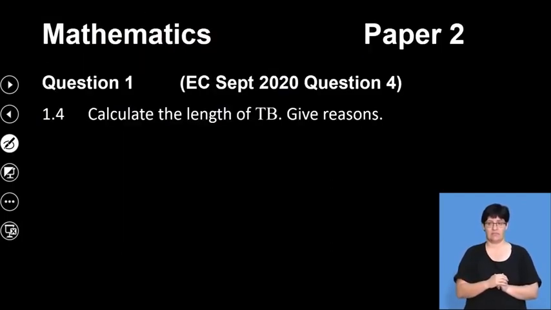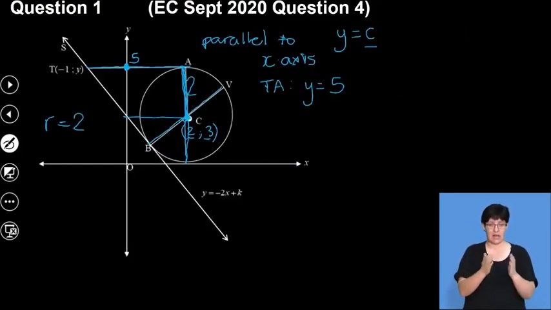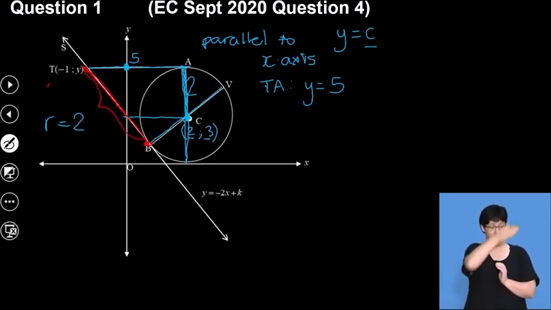Okay. All right, we now have to calculate the length of TB. And we have to give reasons. This is really important. Okay, so TB is that line segment over there. And we can see that it is the length between point T, which is the point outside the circle, and point B, which is where the tangent meets the radius or the diameter. And we know that, of course, this line over here is going to be equal to that line over there. Why? Because the tangents from the same point outside the circle will always be equal to each other.